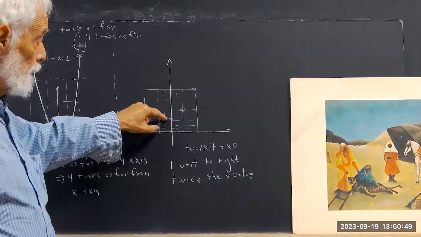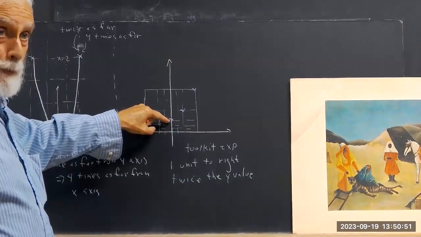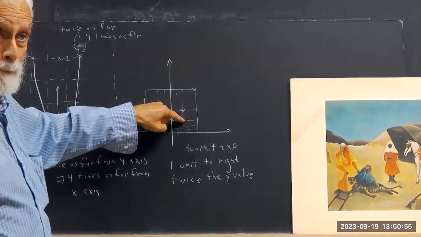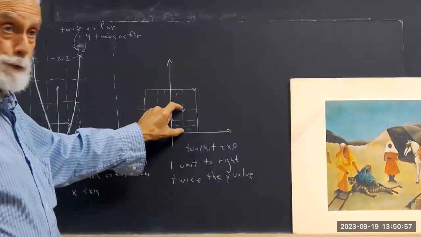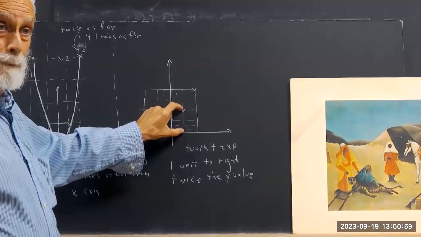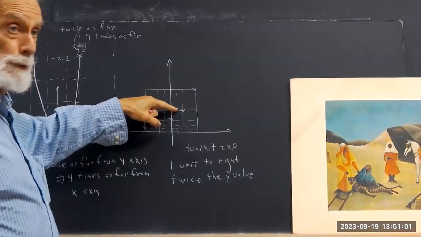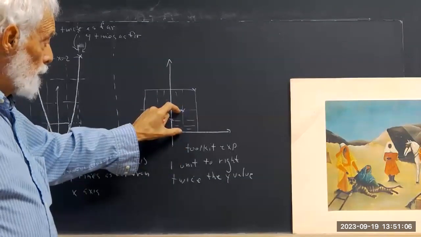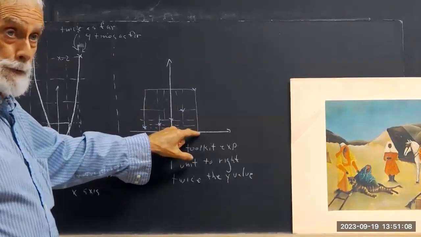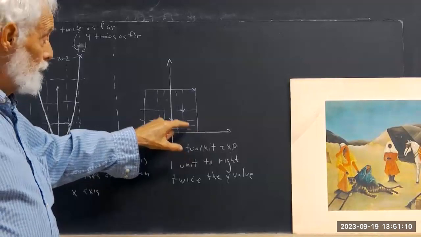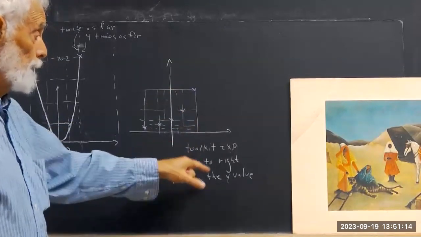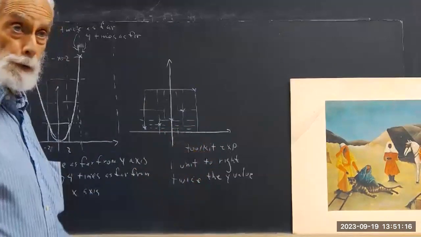Now, how far do I go to the right if I move one unit to the right? Well, it's going to be here, isn't it? And the y value is, what's the y value here? 2. It doubles. What happens if I move one unit to the right here? The y value goes from 2 to 4. It doubles again. Every time you move one unit to the right, the y value doubles.